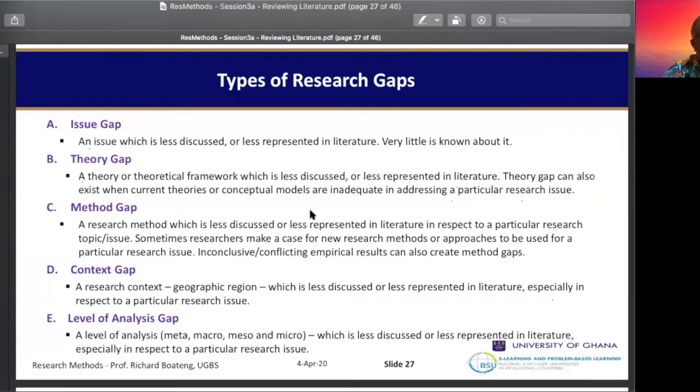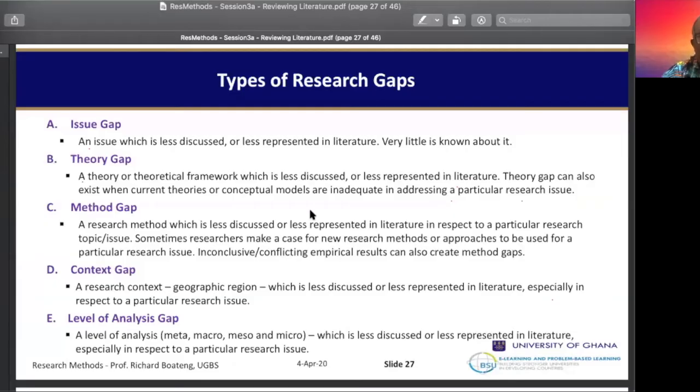Okay. Then the next one has to do with the level of analysis gap. The level of analysis gap has to do with the fact that there are differences in the studies in terms of meta, macro, meso, and micro. Meta being the cross-country or cross-national studies, macro being the national level studies, meso being, sometimes people say, the firm level, others say the industry level, and micro. When people use meso as the industry level, then micro becomes the firm level.